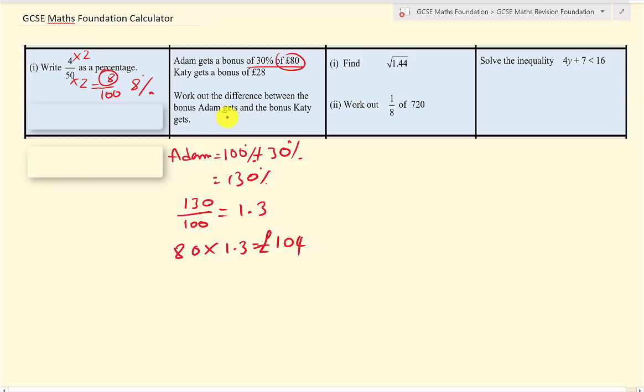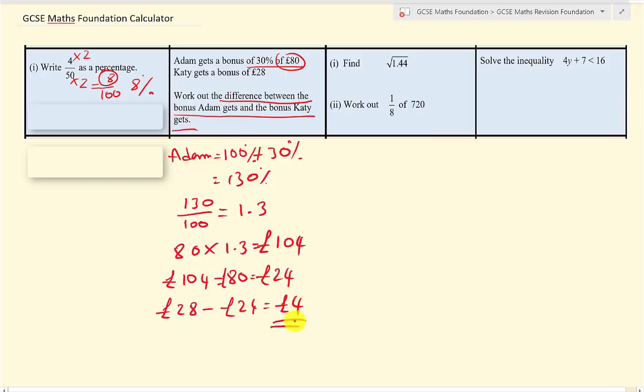Work out the difference between the bonus Adam gets and the bonus Katie gets. So let's work out how much bonus Adam gets. Adam used to get £80, now he gets 104. So we need to find the difference, how much bonus he gets. So 104 take away £80 gives us an answer of £24. And Katie gets a £28 bonus. So the difference will be Katie's bonus take away Adam's bonus, which is £4. So we worked out the difference between the bonus Adam gets and the bonus Katie gets, which is £4.